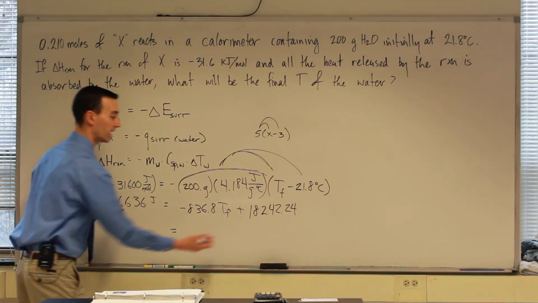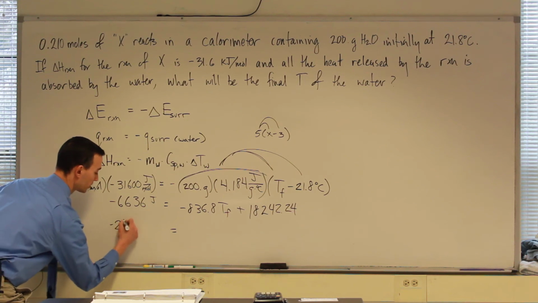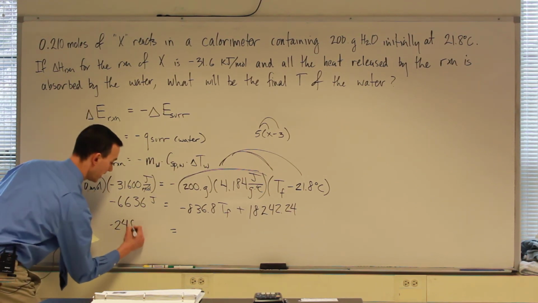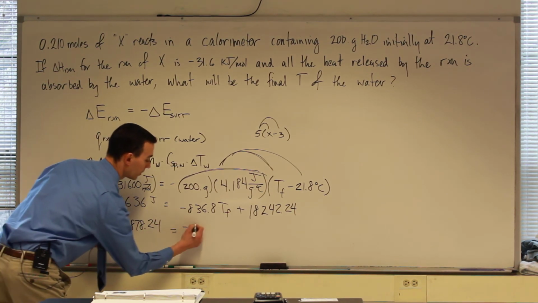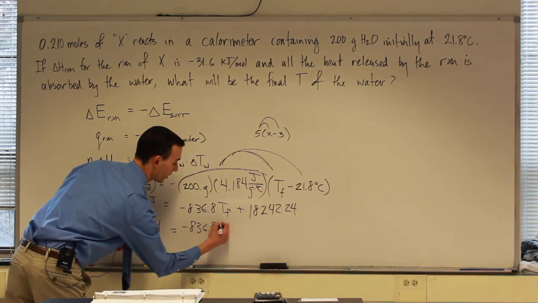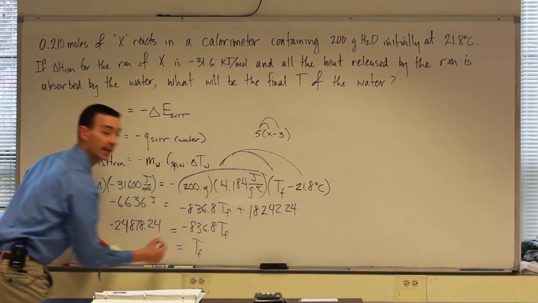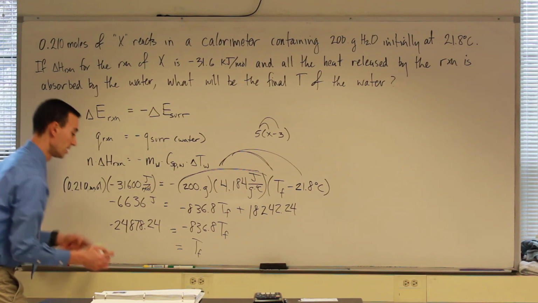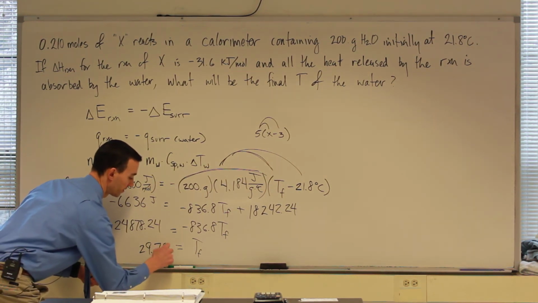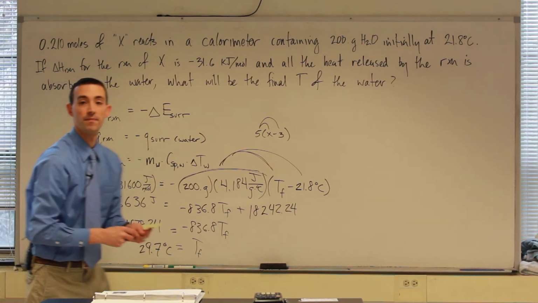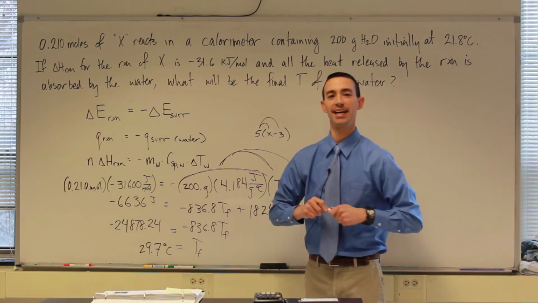So we do a little bit of algebra. I'll subtract this over to the left side, and I get negative 24,878.24 equals the negative 836.8 T_f. Divide by the negative 836.8. My final temperature is 29.7 degrees Celsius. Now you want to always check your answer mentally to see if it makes sense.